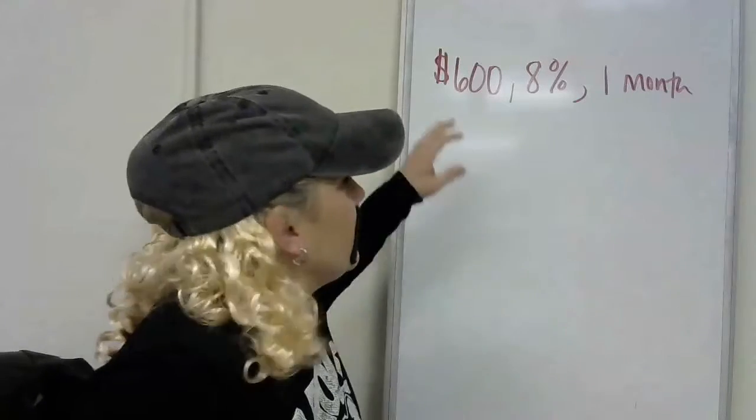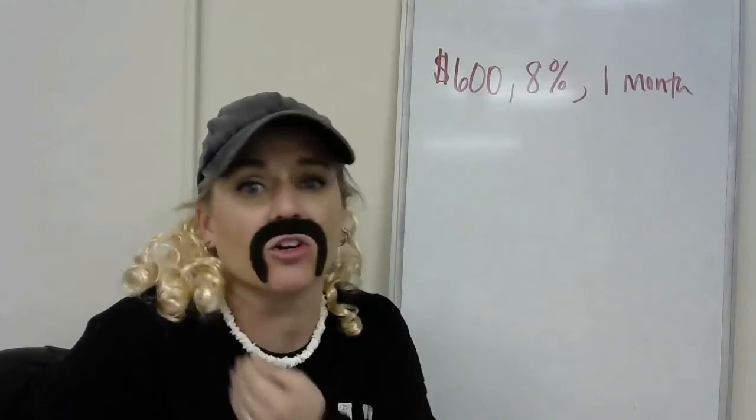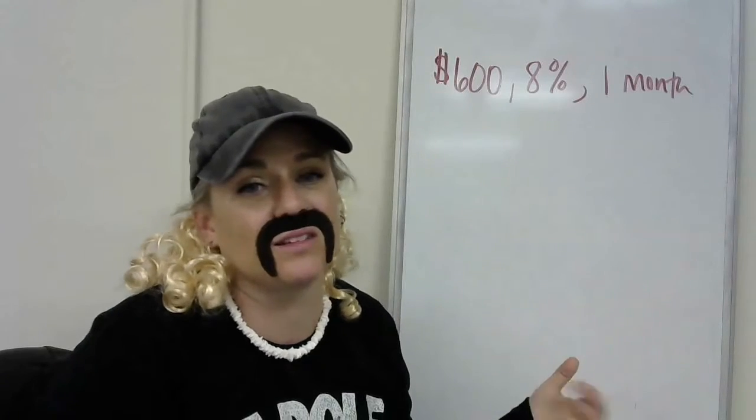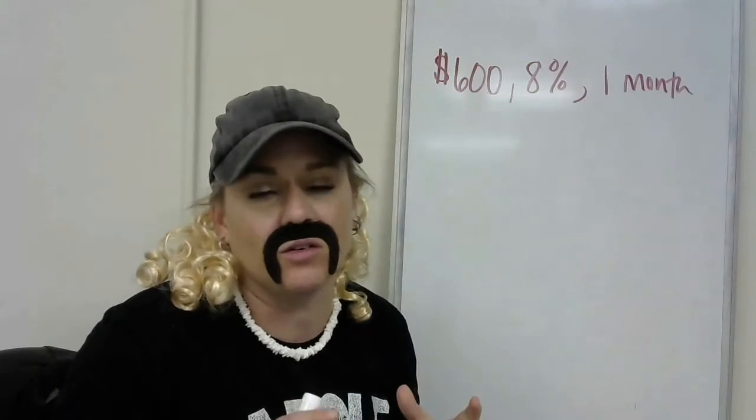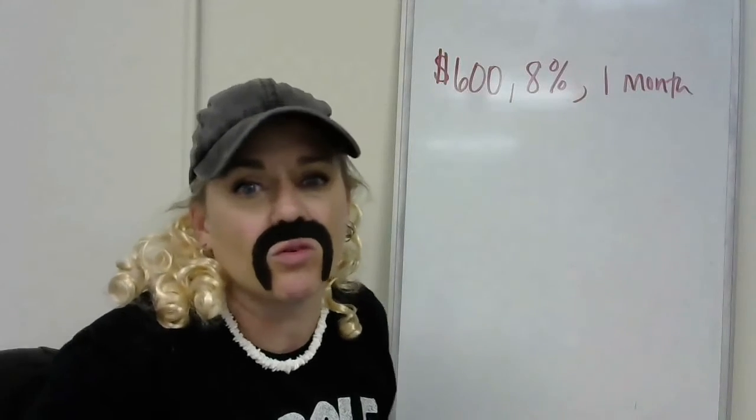So in I = PRT, the R for rate is in years. So this is a month. So now we're going to have to divide by 12, because we want to know 1 month. So it's almost like a unit rate kind of deal, like what we were doing.